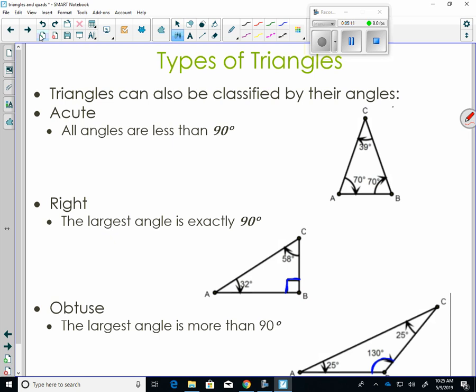Right? The second kind of triangle is a right triangle, where the largest angle is exactly 90. Now, if you haven't flipped your page, you need to flip your page. How do we show a right triangle? Or how do you show a right angle? You do the square. Little square, right? So it's in there in blue, but I'm going to put it in red here. The little square indicates a right triangle, right?